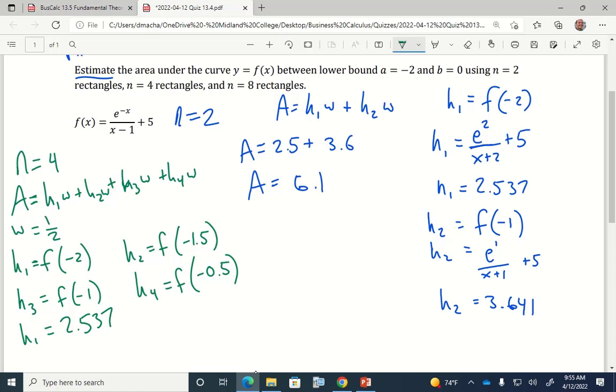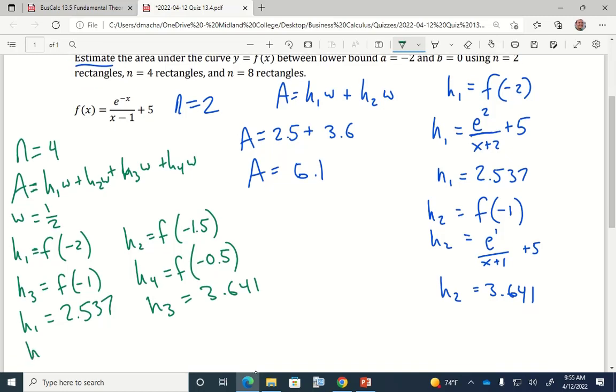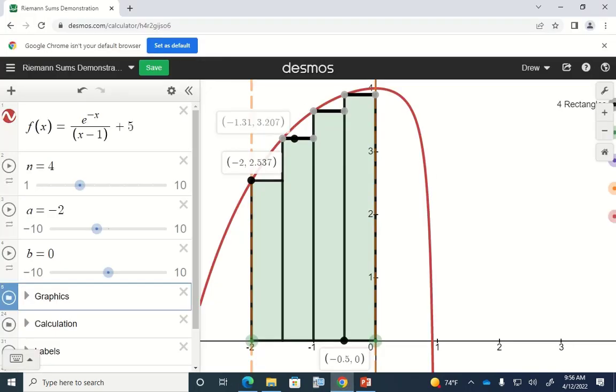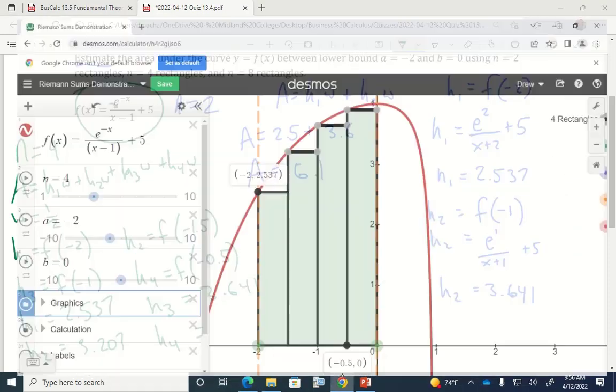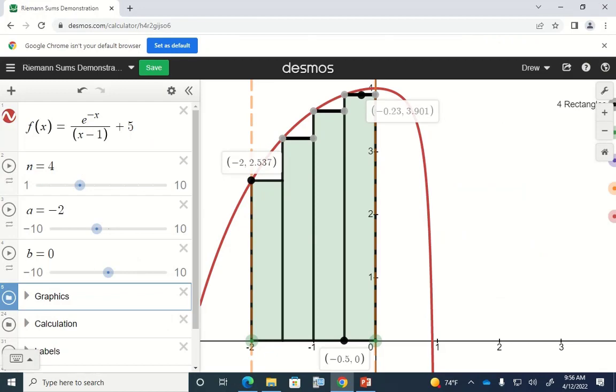So the first one should be 2.537. The third one should be 3.641, because we've actually figured those out already in the n equals 2 case. The second one has height 3.207. And then the fourth one would have height, whatever you get from plugging -1/2 into this function, and that is going to be 3.901.